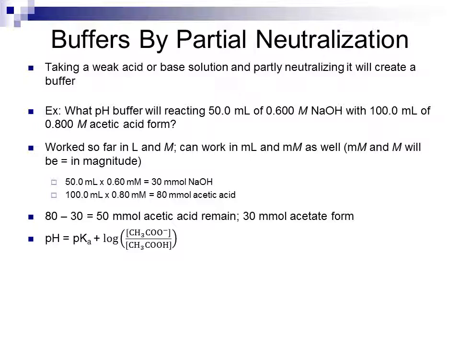To find the pH, we have pH equals pKa plus the log of the conjugate base over the acid. So pH is 4.74 plus the log of 30 over 50, or a pH of 4.52.